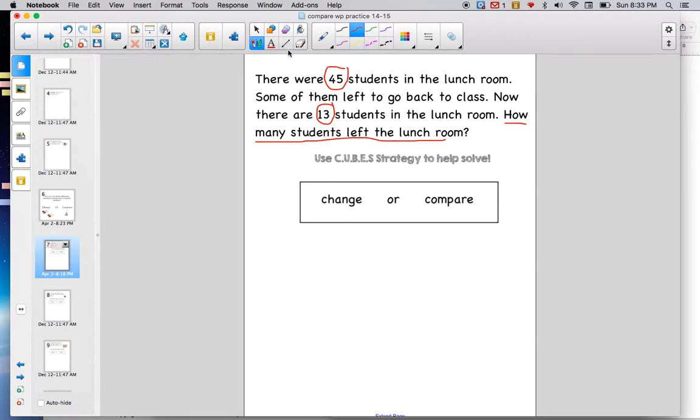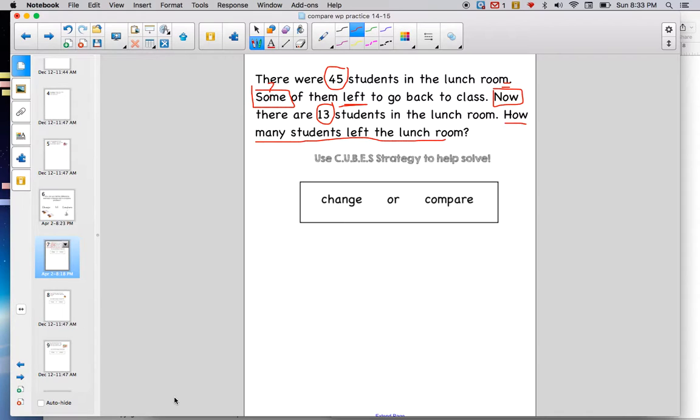B, box keywords. So some, I always remember, some is the part I don't know. Oop, that's my question mark. Some of them left to go back to class. Left? Oh, if they left, they're not in my pile anymore. Now can mean equal sign. Yeah, I like that. I think I did good on my B, box the keywords. E, remember that can be eliminate what you don't need, but we're going to focus on that next year in third grade. Let's focus on S, which is solve.